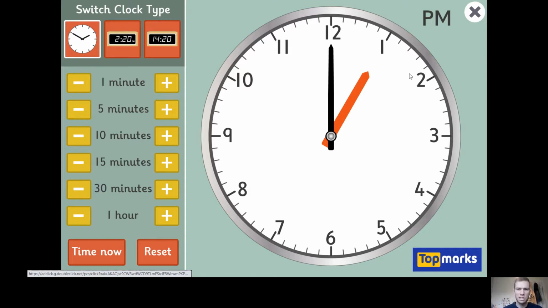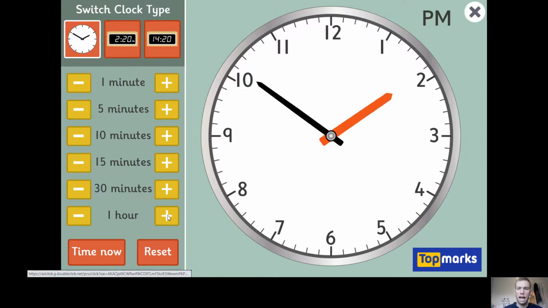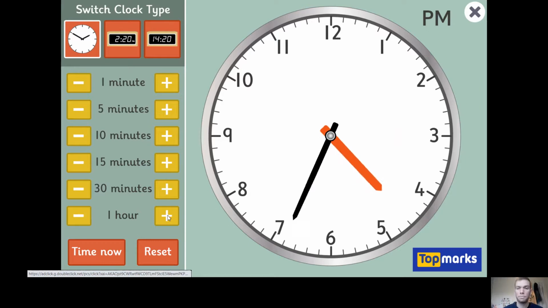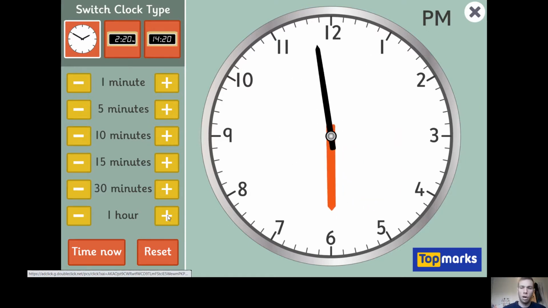Now, as you can see, it's a circle, and as I click on the hour, we can see that the hands move around at different speeds. They're always going the same direction. We call that direction clockwise. So as the clock moves on, it moves clockwise and the numbers count up.